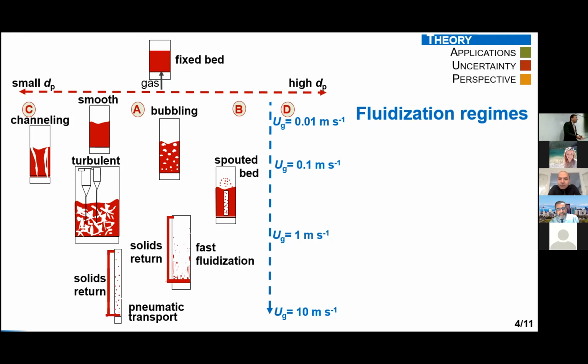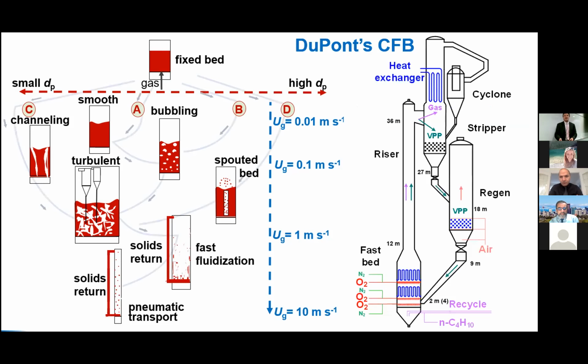So when you look at this, you say, okay, what am I going to be doing? Where are these fluidization regimes in industry? Well, what we've got is the DuPont circulating fluidized bed. And in fact, almost all of these regimes are in the fluidized bed. So you've got a fixed bed, probably in the standpipes or dip legs of your cyclones.